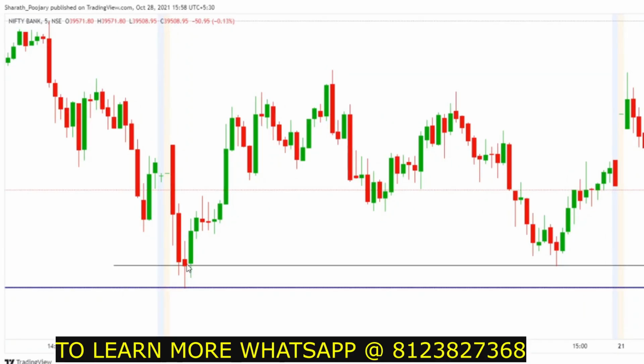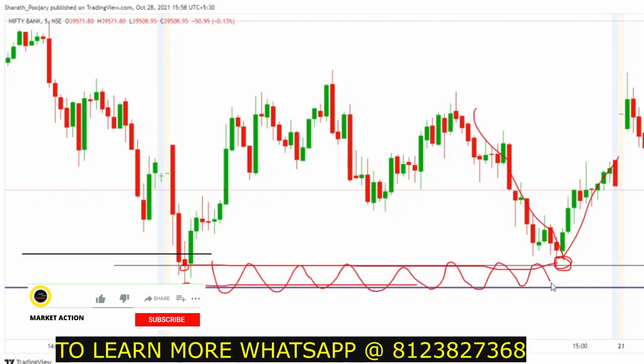You can see here, I just extended the level from the body and drew a straight level here. Again I extended a level from the wick. So price came till here, took support at the upper level and made an upward move. So this level acted as a support for the price. This is how we can mark a support level as a demand zone. This whole zone will act as a demand level for the price.